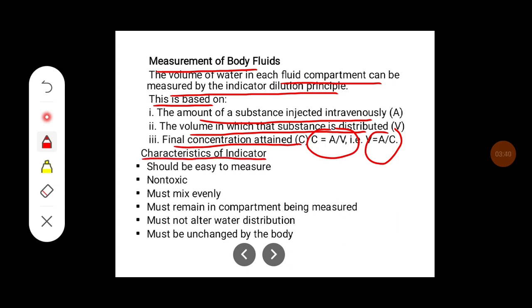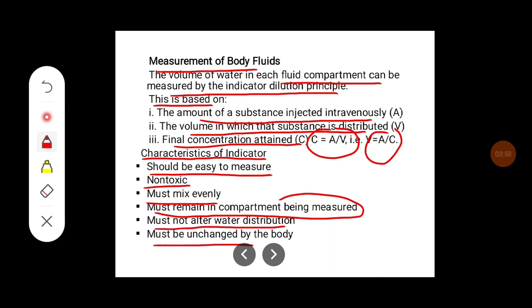The dyes which are used should have characteristics that they should be easy to measure, should be non-toxic, must mix evenly, must remain in the compartment which is being measured, must not alter the water distribution, and must not be changed by the body.